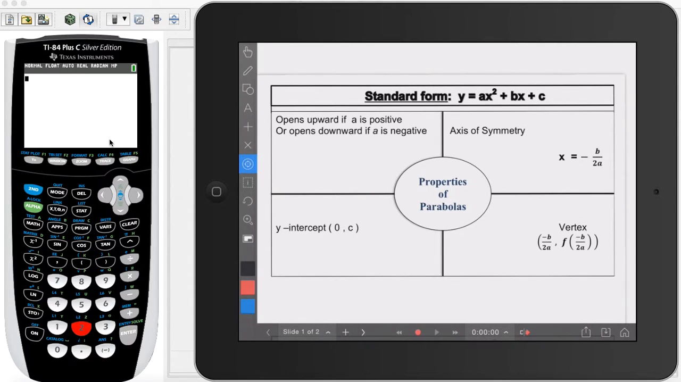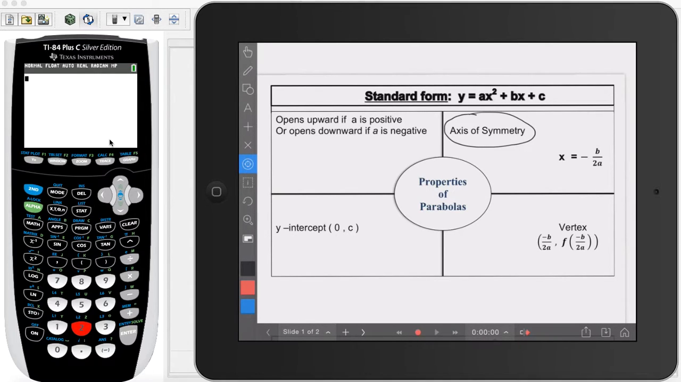Now, the axis of symmetry, just like we talked about before, is the vertical line that cuts your graph in half. Everything around it will be symmetrical. How do we find that algebraically? We solve for x equals negative b over 2a, where b is the coefficient of x and a is the coefficient of x to the power 2. We will solve this in detail later on.